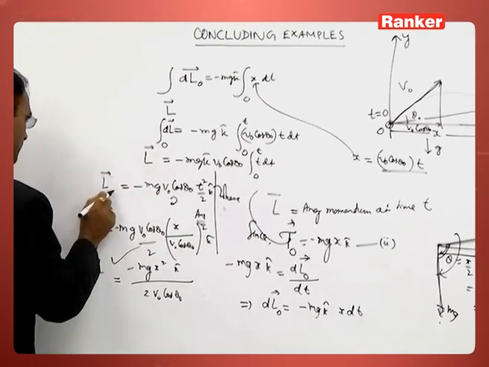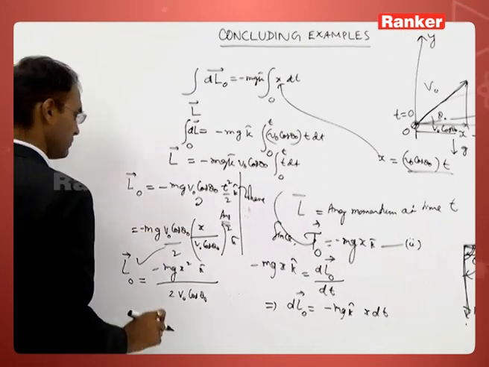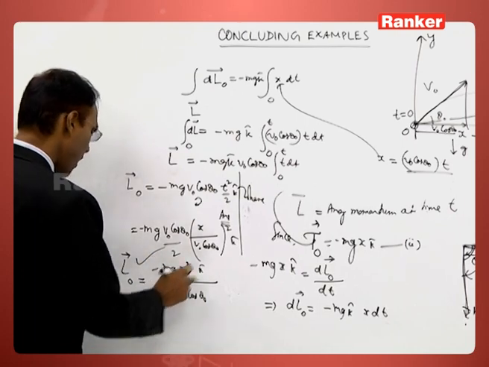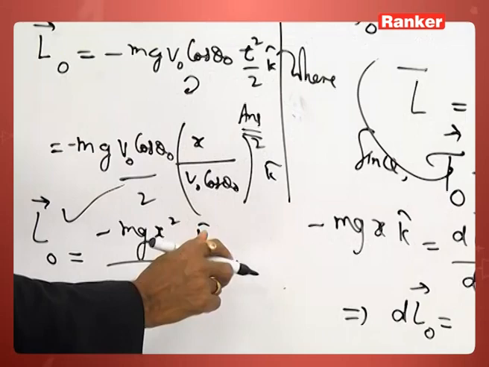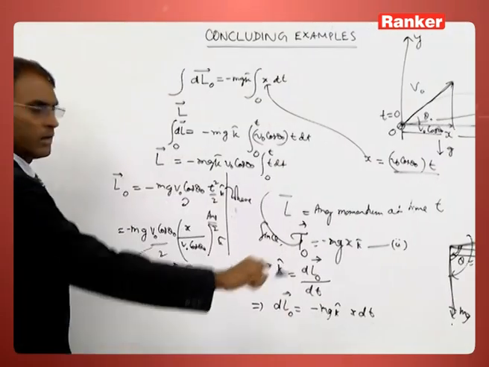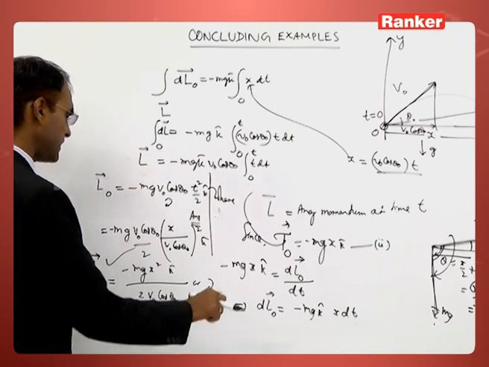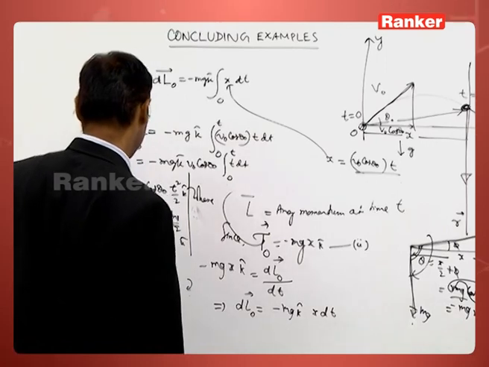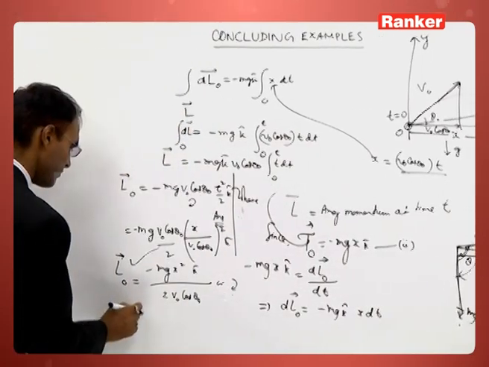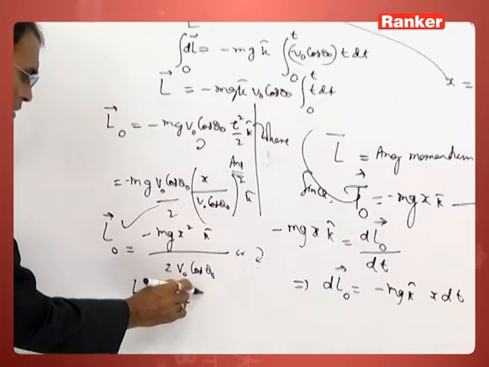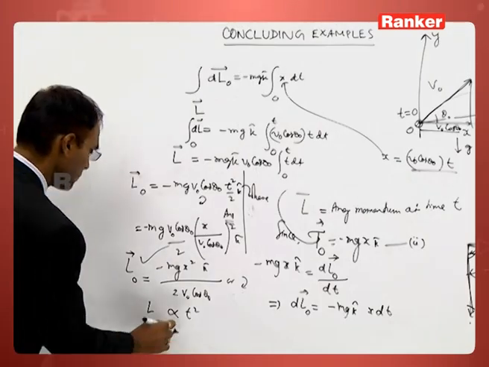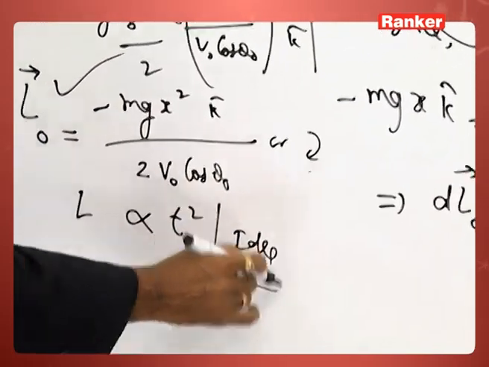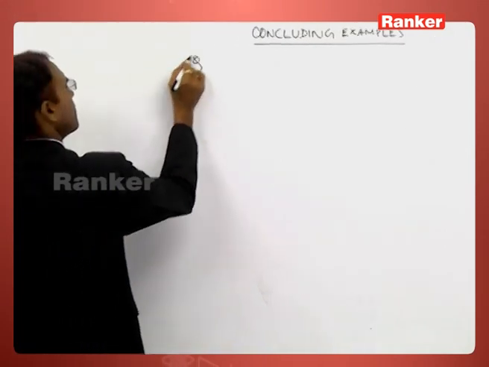And as the function of x distance, it will be minus mg x square by 2 upon v naught cos theta naught k cap, or in negative z direction, or it is clockwise, or it is inward. In this way you can understand that angular momentum is directly proportional to the square of the time, also directly proportional to the square of the x distance. That is the idea. Let us take another example.